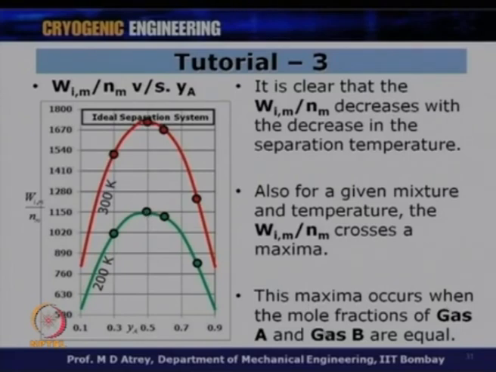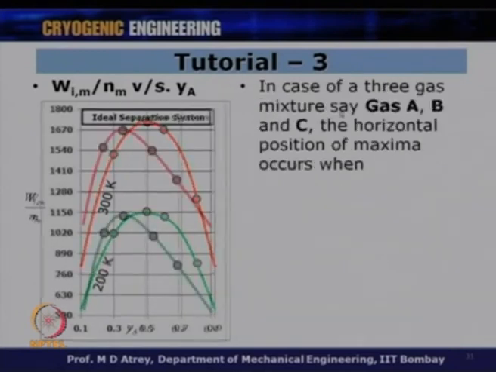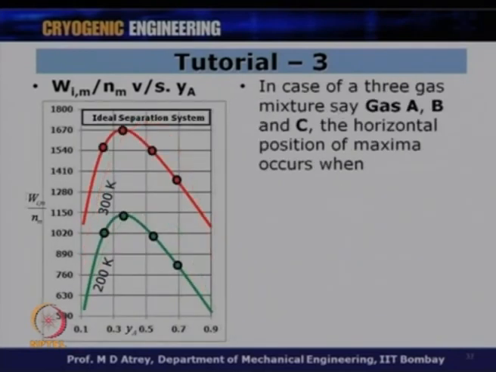So, the maximum occurs when the mole fractions of gas A and gas B are equal, and this is mathematically correct. If you see the formula, you can see that when Ya is equal to Yb, this Wm upon Nm will be maximum. In case of a 3 gas mixture, suppose instead of going for gas A and gas B, I go for gas A, gas B and gas C, the horizontal position of the maximum occurs when Ya is equal to Yb is equal to Yc is equal to 0.33. So, I will get the maximum when all the 3 gases are present as 33.33%, basically equal percentage.